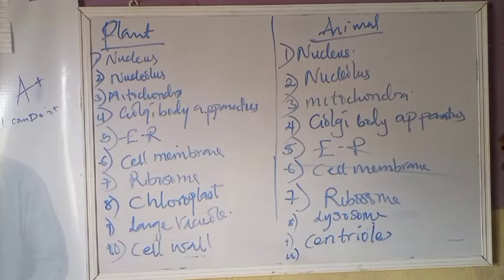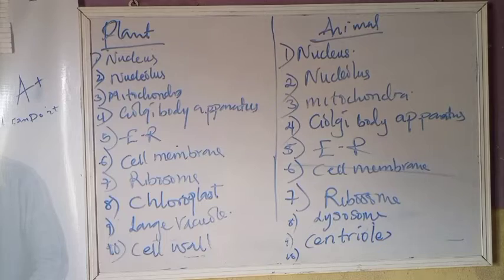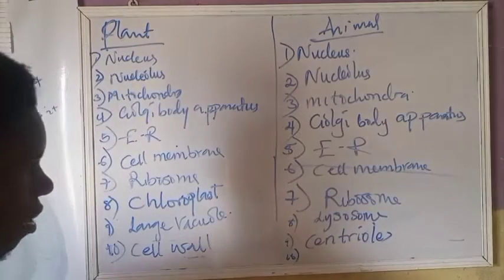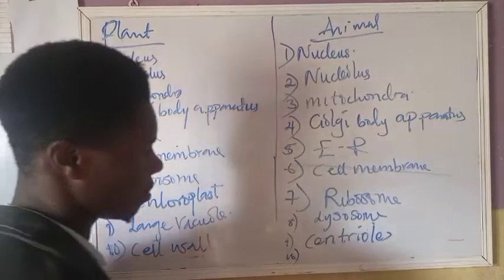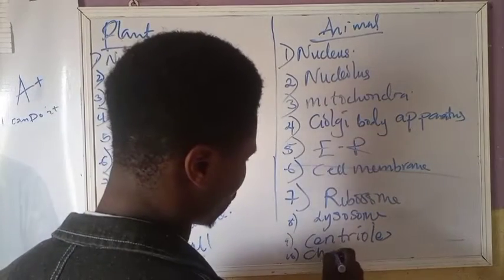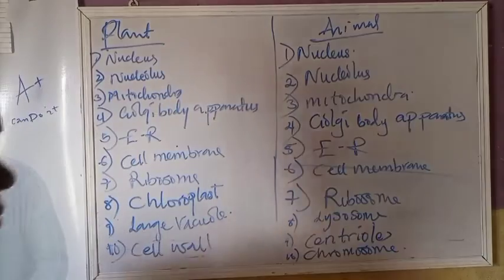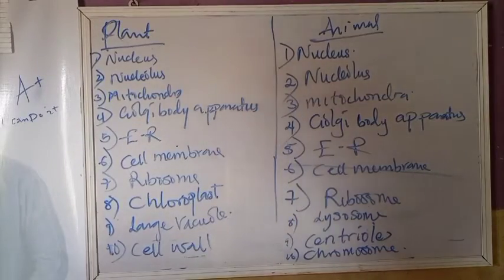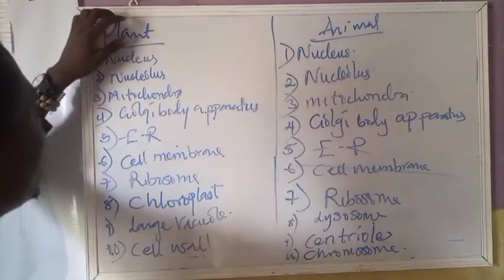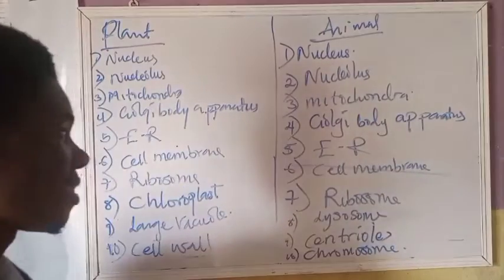Another similarity is the presence of ribosome. I can remember as well the presence of chromosome. Yes, they both have chromosome. That's one of the similarities too. Now, I want to explain this. So these 10 things are the cell organelles that are found in plants, and these are the ones that are found in animals. So I hope you guys understand.